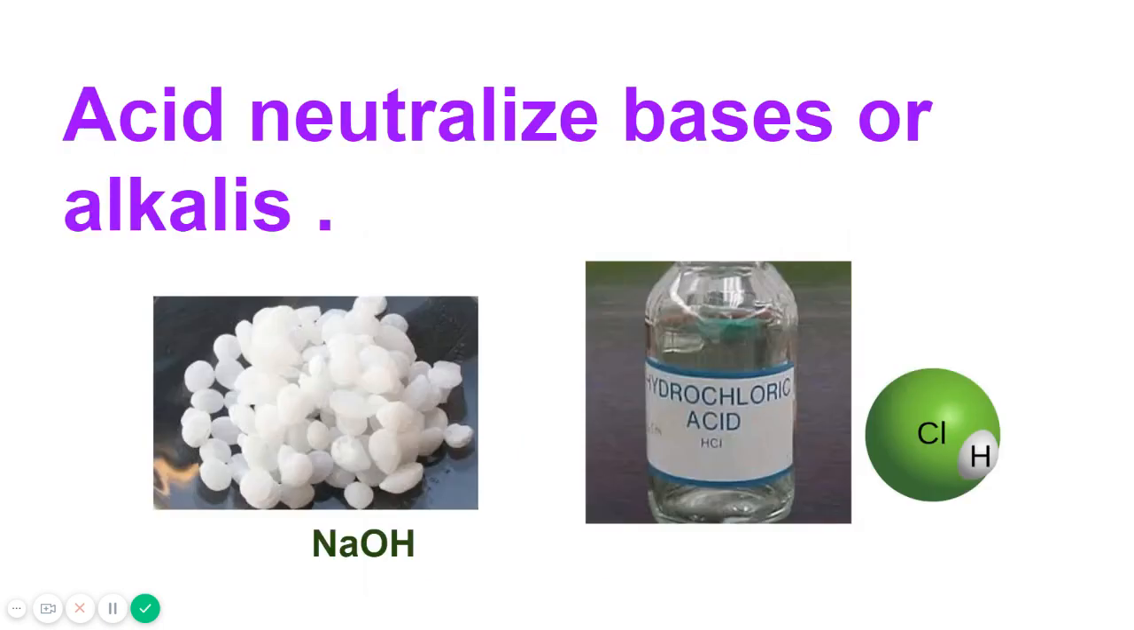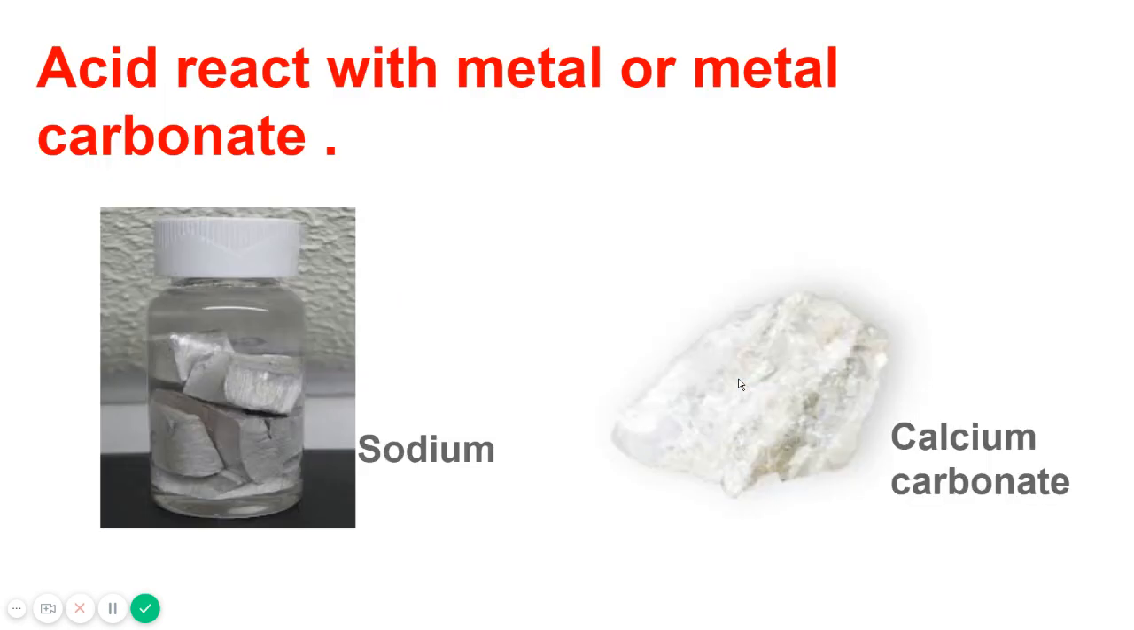Now students, salts are made whenever acids neutralize bases or alkalis. This is a base, that is sodium hydroxide, and this is an acid, hydrochloric acid, and when they react, they neutralize and form salt. Similarly, salts are formed when acids react with metals or metal carbonates. Like this is sodium and this is calcium carbonate, also known as lime. So when they react with metals or metal carbonates, salts are formed.